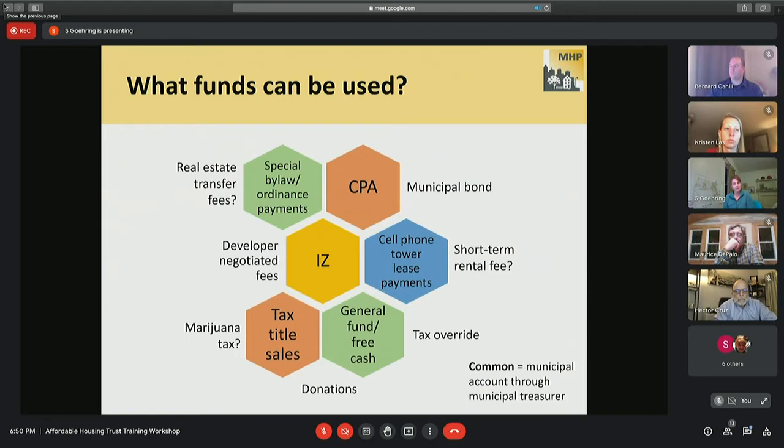We have the first community that we know of that has passed a tax override to support their trust. That's Orleans on the Cape, which has passed a $275,000 tax override that they see as a permanent tax override. So as far as I know, they're the only trust that's been able to access a line of credit because of this funding source that they have.